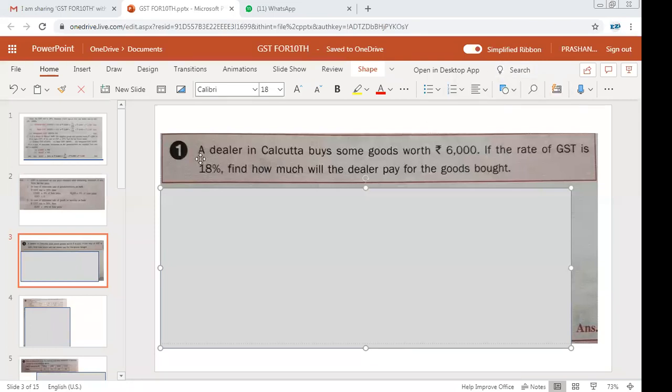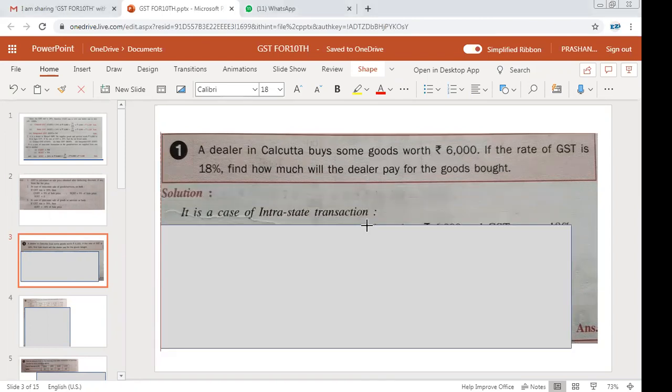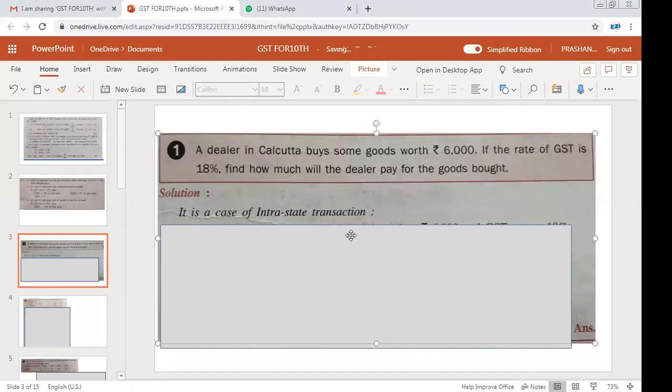Okay, let's see a few examples. A dealer in Calcutta buys some goods worth rupees 6,000. He is buying, that means it is cost price. If the rate of GST is 18%, find how much the dealer pays for the goods. So simple students, look at this. You don't have to use any brain, straight away cost price is 6,000 and on that GST is 18%. So calculate straight away 18%.